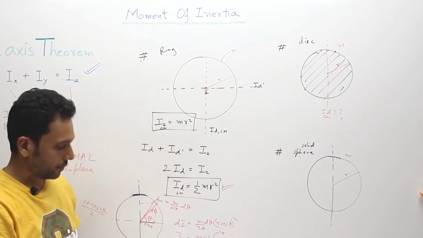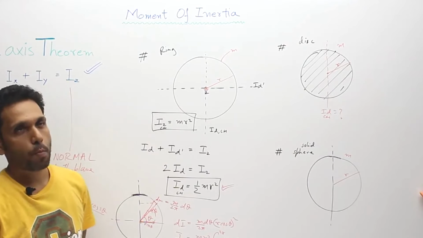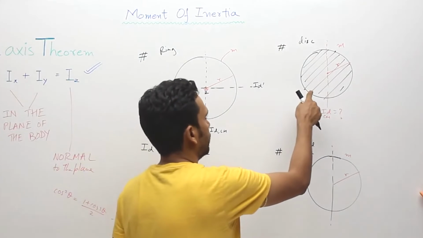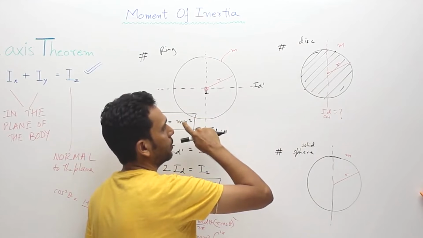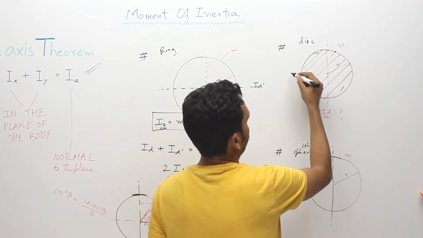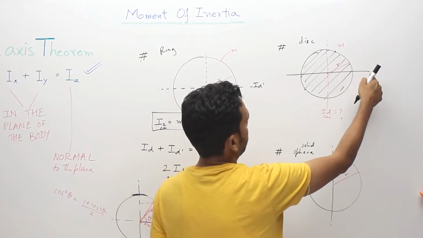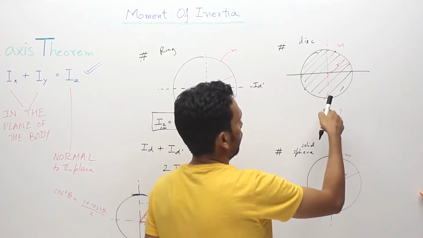So 30 seconds for it. So I hope you got it. Again, this disk qualifies for a laminar body. It has got no depth. So again, we'll say that the I through this diameter and that diameter would be same.